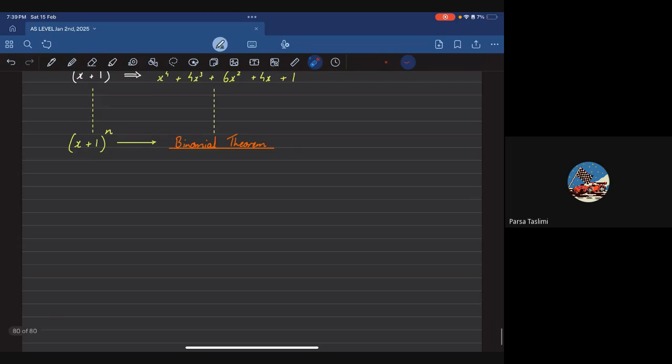In order to get rid of this, we came up with the binomial theorem, which states that for a binomial expression being expanded by a power of n, that is going to be equal to nCr times a raised to the power n minus r times b raised to the power r.